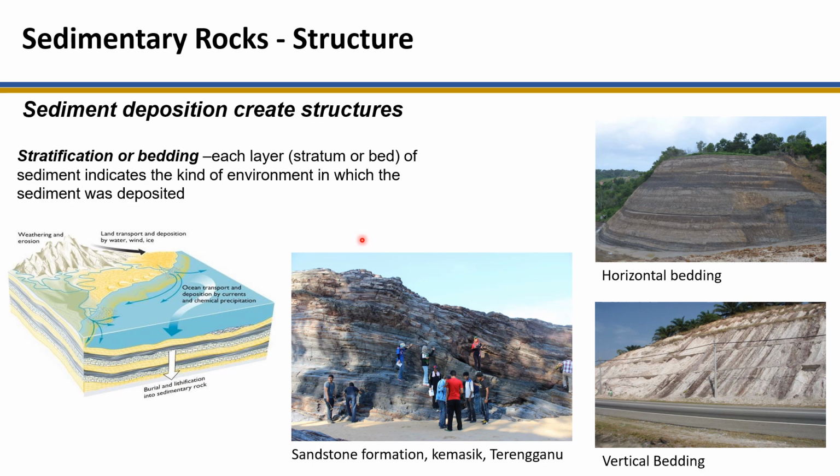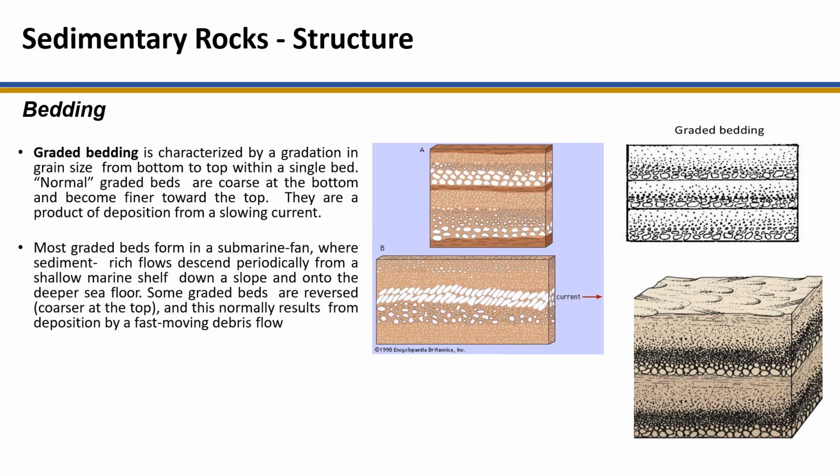So this part will be covered more in the clastic or carbonate sedimentary rocks courses, and even in stratigraphy and paleontology in the following semester. This is just a continuation from the previous slide. Graded bedding is characterized by gradations in grain size from bottom to top within a single bed. So a single bed is going to have a repeated series.